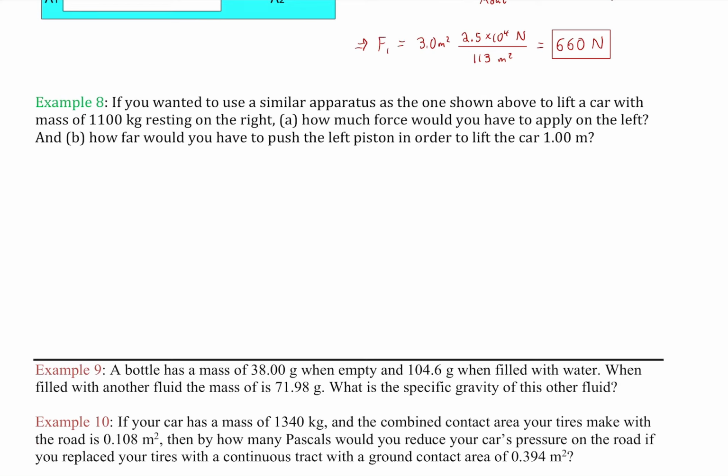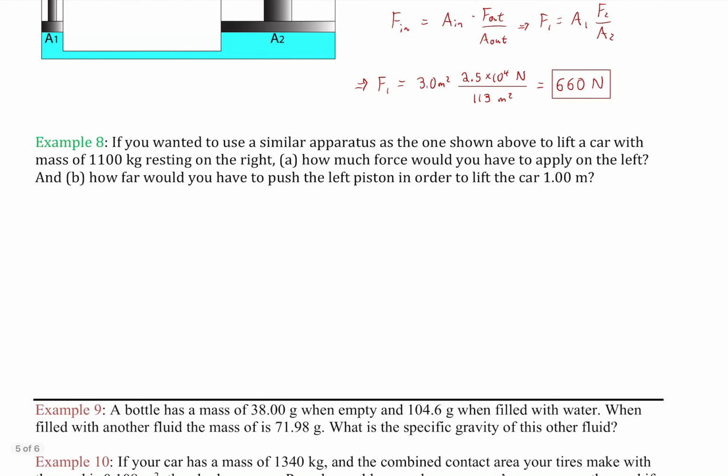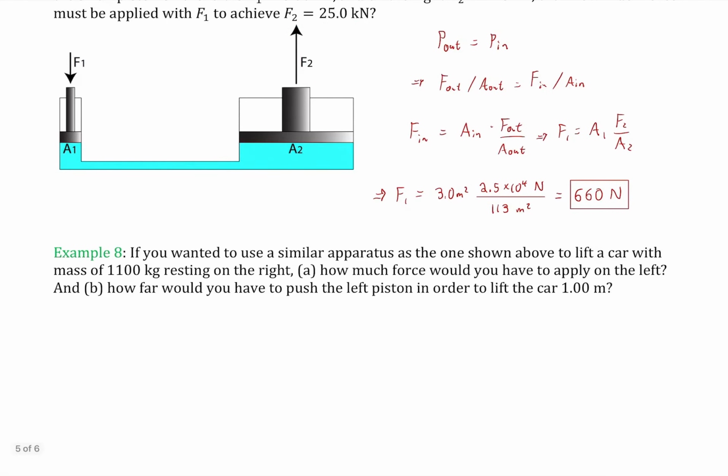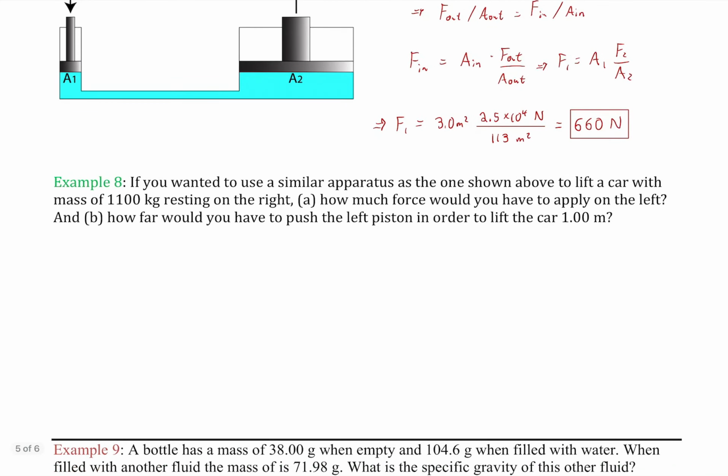Example 8. What do we have to give up? Well, if you wanted to use a similar apparatus as the one shown above, with all the same areas, to lift a car with a mass of 1,100 kilograms resting on the right, so imagine putting a car over here, then how much force would you have to apply to the left? So we solve for a new force given a particular output force. And then something new: how far would you have to push the left piston in order to lift the car 1 meter? Because maybe it would be more than a meter.